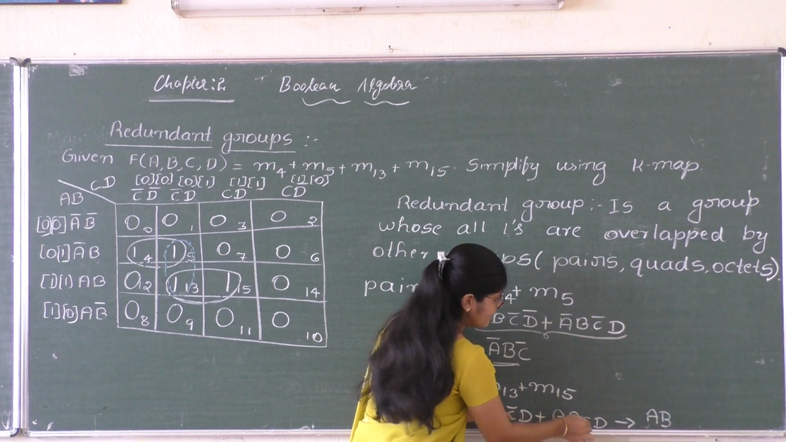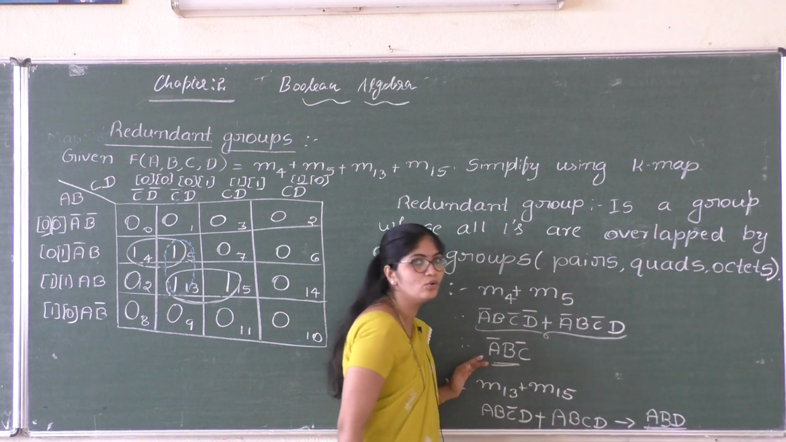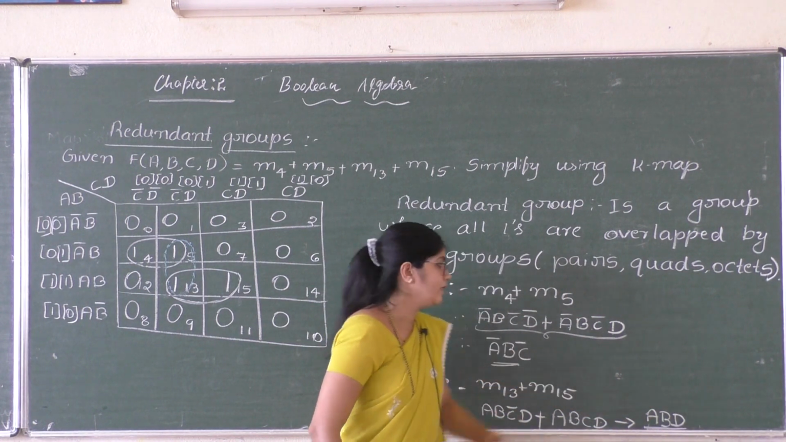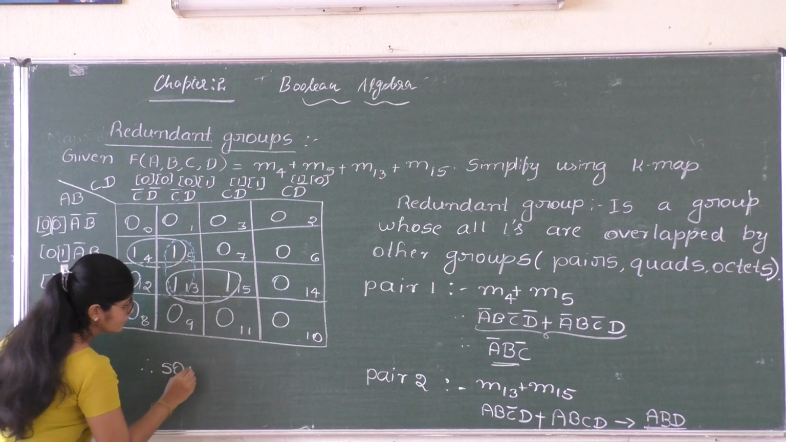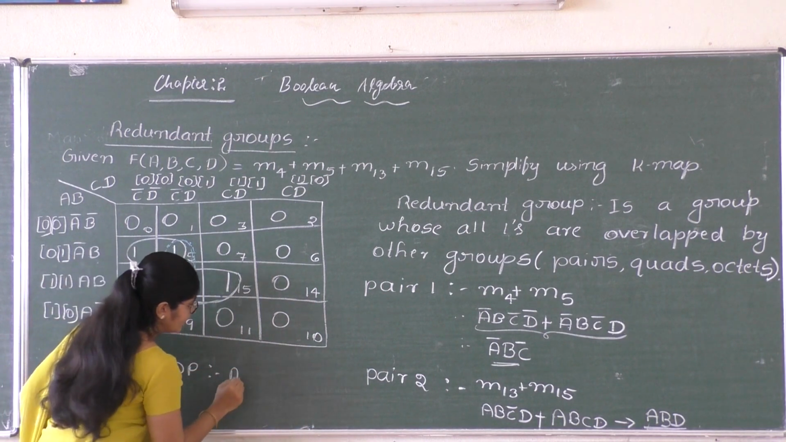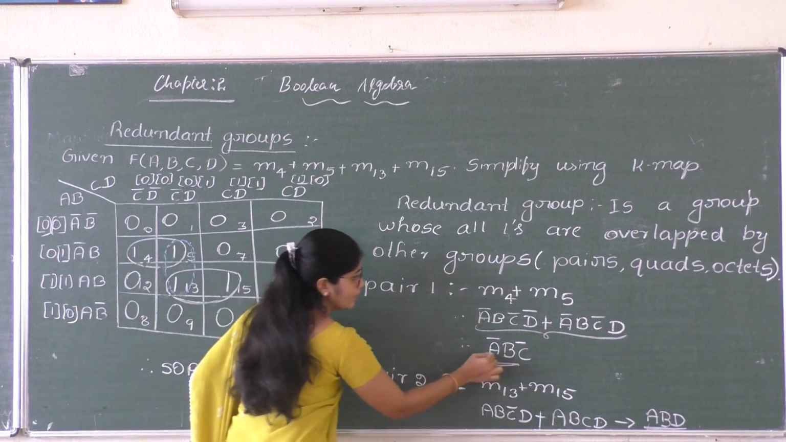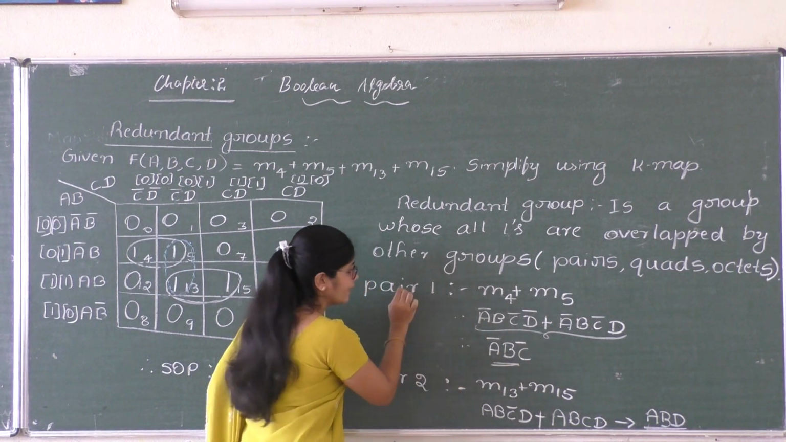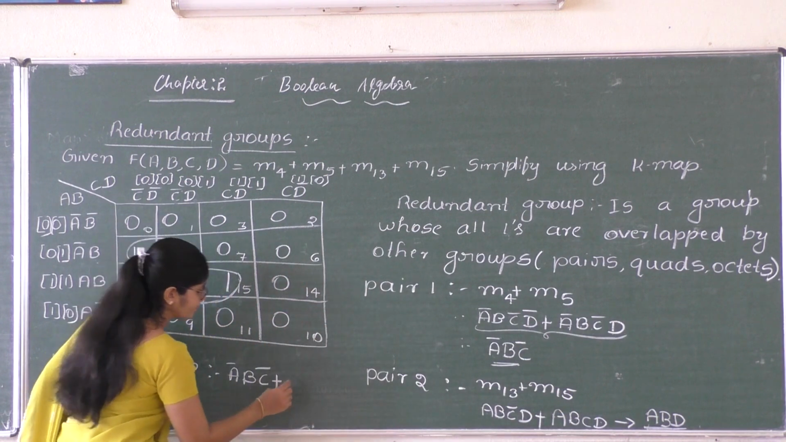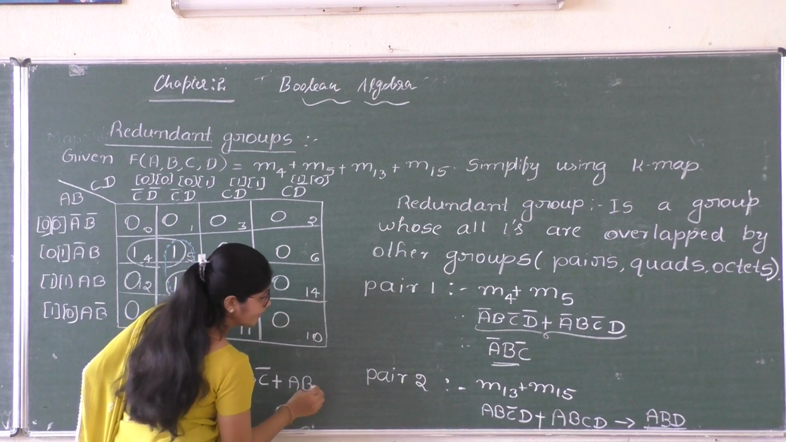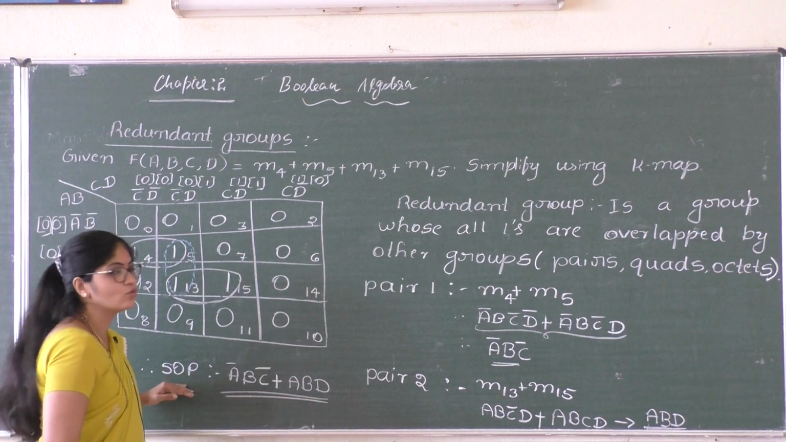Next, C bar is not common. Then D is the common variable. So from pair 2 we got the minterm A B D. So the final SOP expression is A bar B C bar plus A B D. A bar B C bar is the minterm of pair 1. Next, A B D is the minterm of pair 2. This is the final SOP expression.